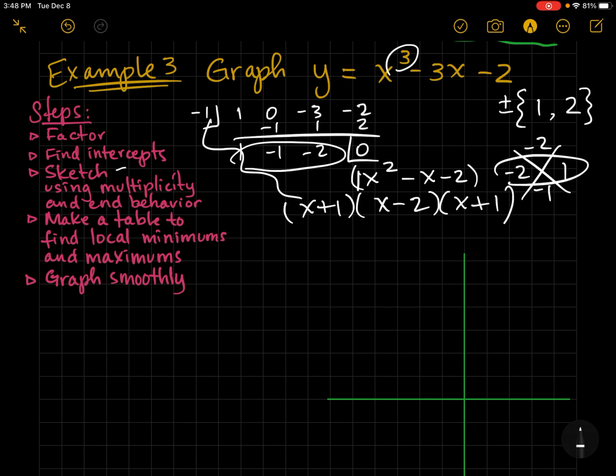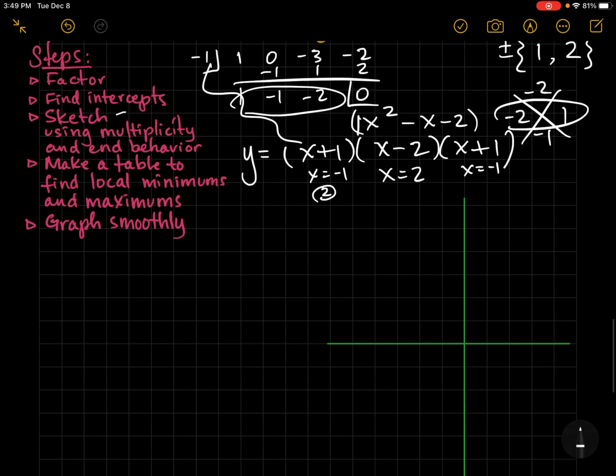So now I factored it. I do see it's degree 3 and I have 3 factors. It's always easiest to work in factored form. So I can see I have negative 1 that has multiplicity 2, and then I have a positive 2.